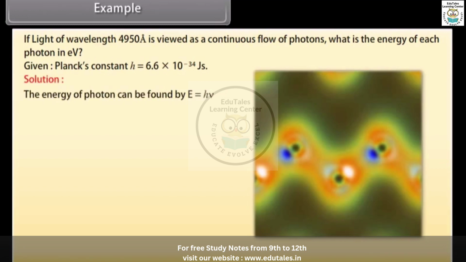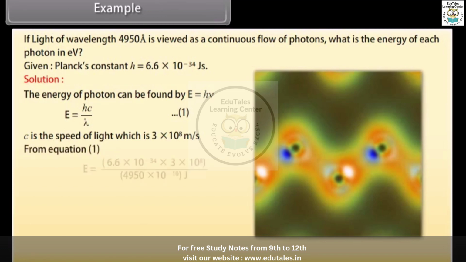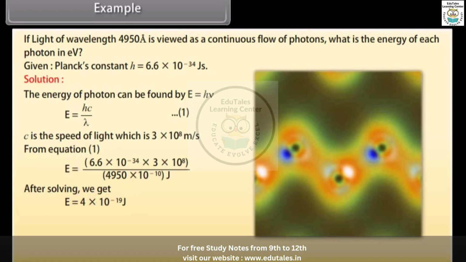Solution. The energy of a photon can be found by E equals hν, E equals hc by λ, name it as equation 1. c is the speed of light, which is 3 × 10^8 meter per second. From equation 1, E equals 6.6 × 10^-34 into 3 × 10^8 by 4950 × 10^-10 joule. After solving, we get E as 4 × 10^-19 joule.